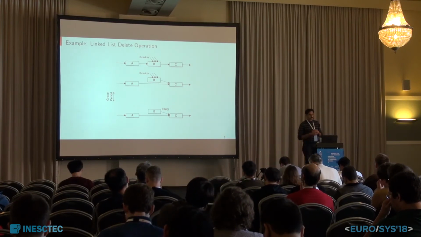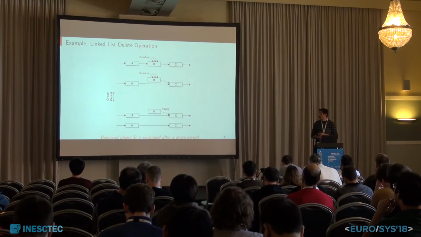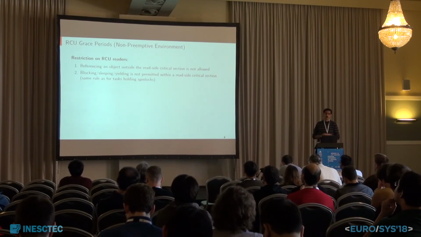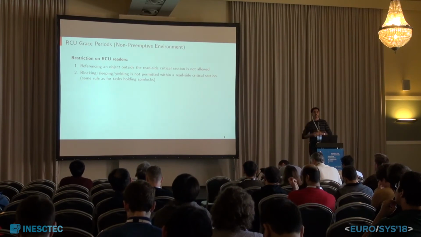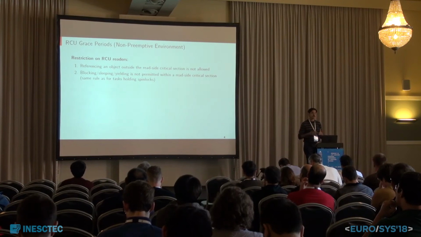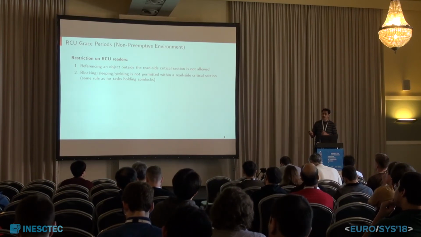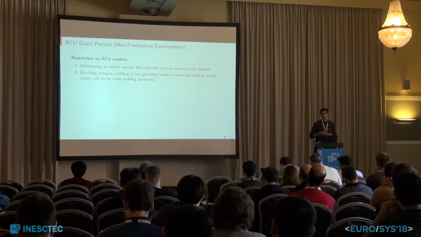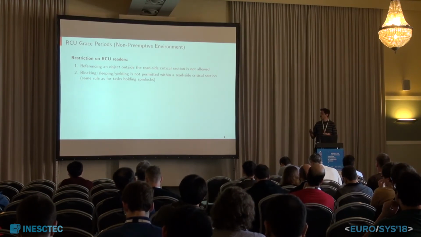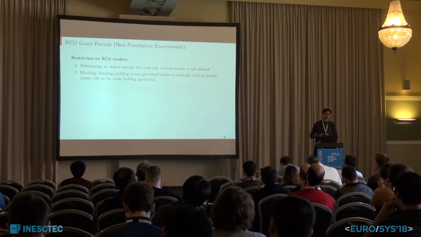It's interesting to see how these grace periods are computed in the Linux kernel. To compute the grace period, RCU enforces two restrictions on the readers. The first restriction is that the readers are not allowed to access objects outside of the read-side critical section, which is also applicable to other kinds of locks or synchronization techniques. The second restriction is that the readers are not allowed to block, sleep, or yield when they are executing within a read-side critical section. The same rules apply to tasks holding spin locks.